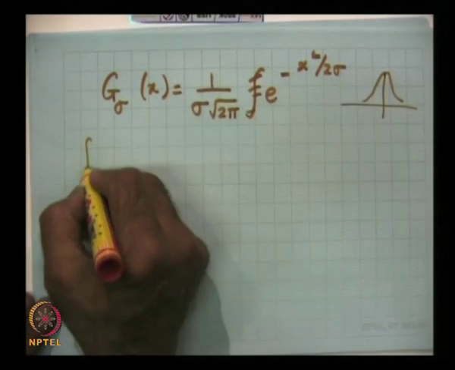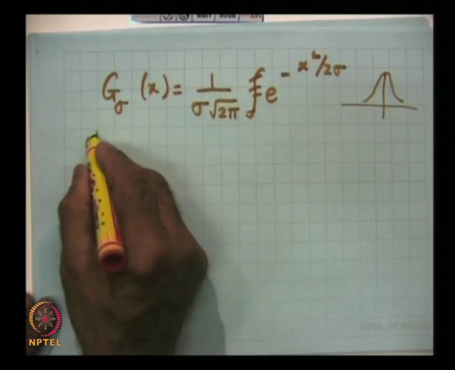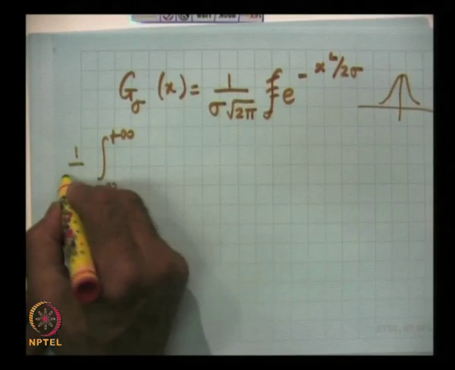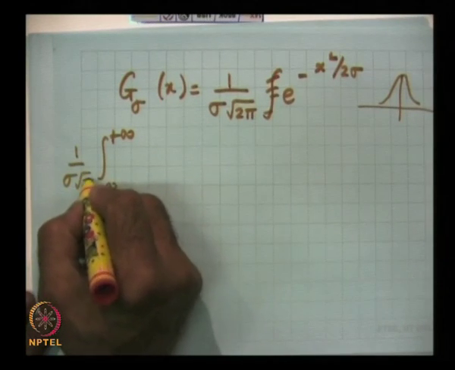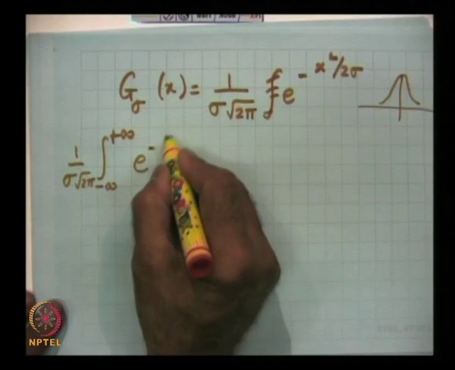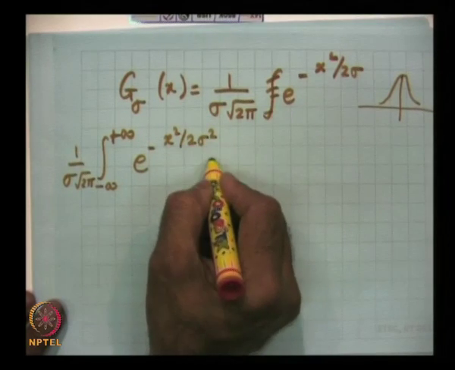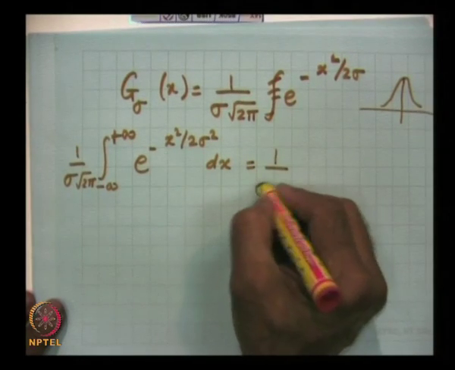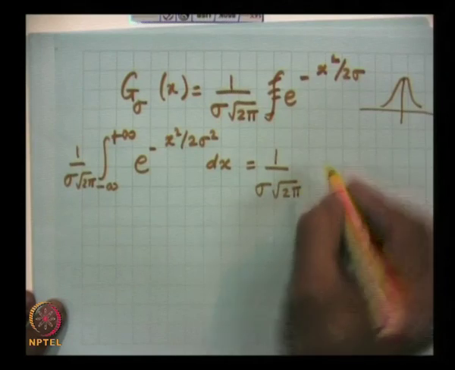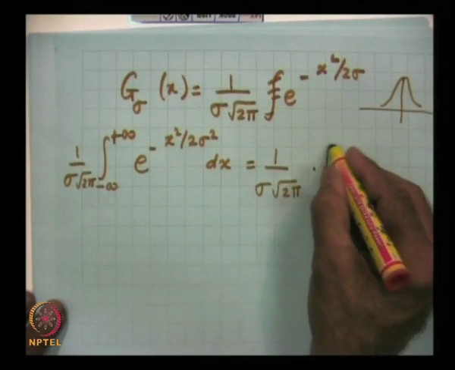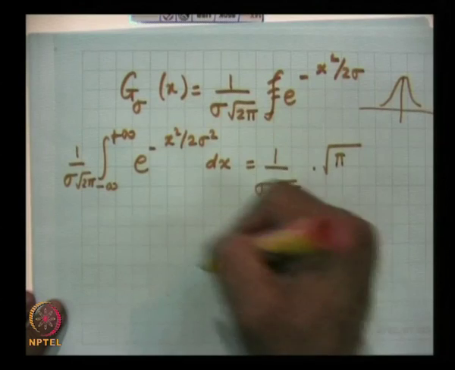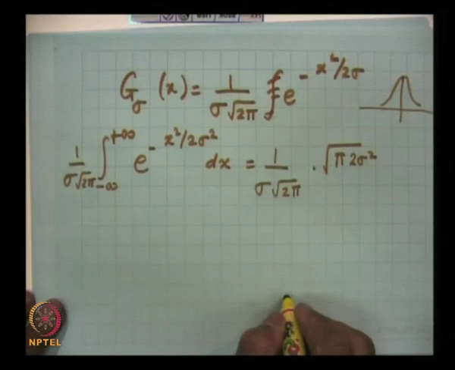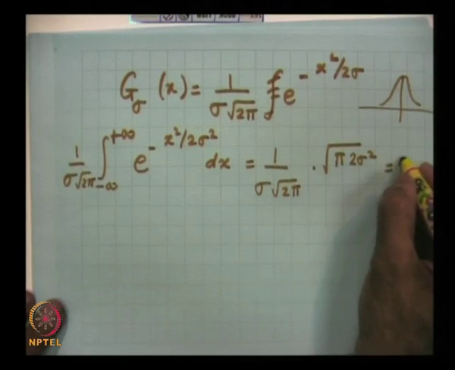The integral of this function from minus infinity to plus infinity, I can take sigma under root of 2 pi outside. So, the integral of this function is e to the power of minus x square by 2 sigma square dx. So, if you use the formula, this will be 1 over sigma under root of 2 pi multiplied by under root of pi by alpha, where alpha is equal to 1 over 2 sigma square. So, this cancels out, and this will be 1.